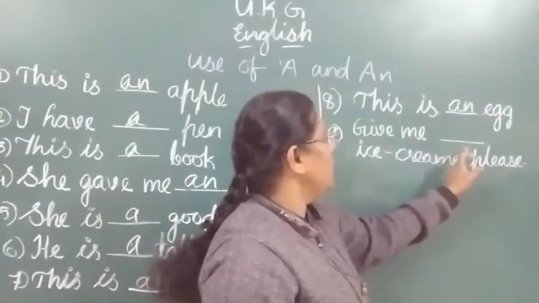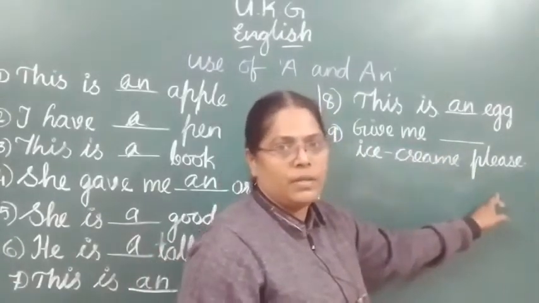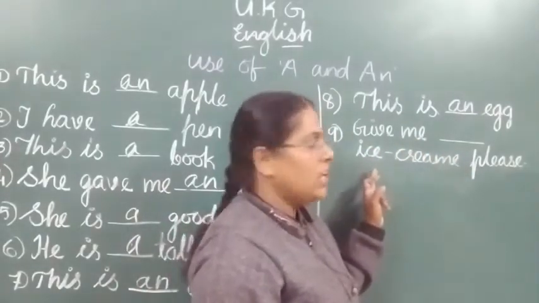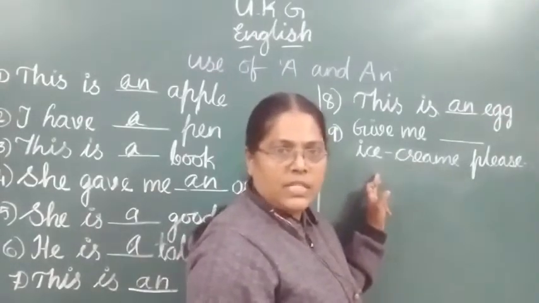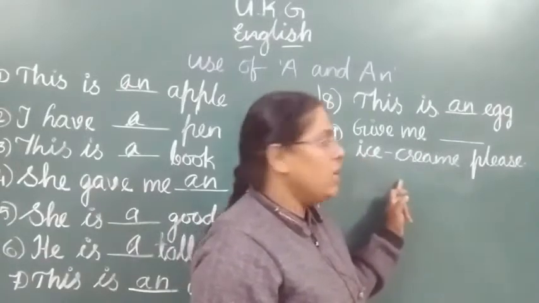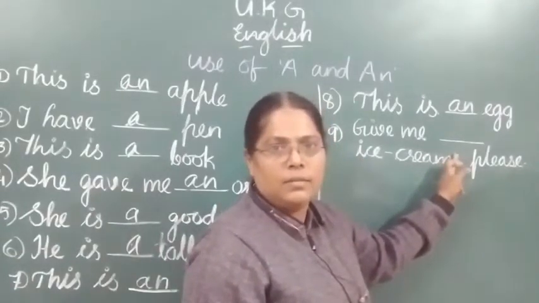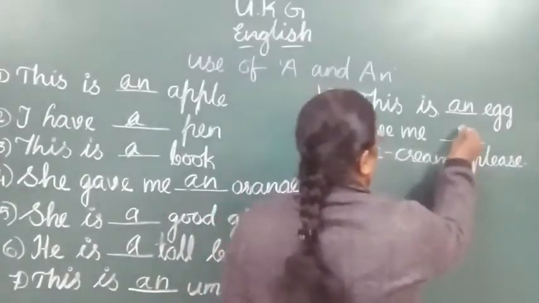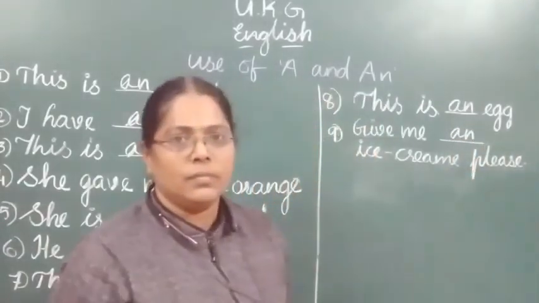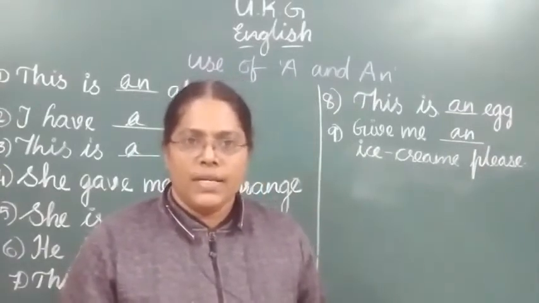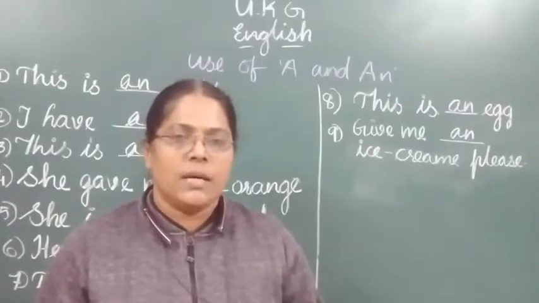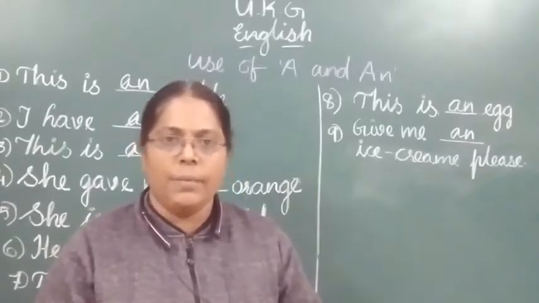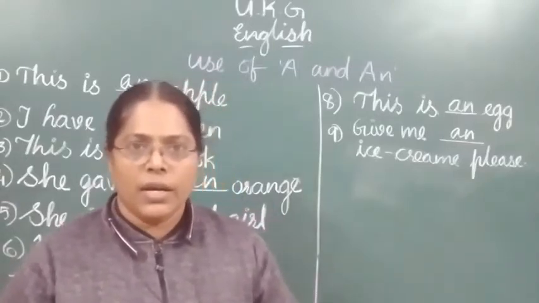Look, give me dash ice cream, please. This word begins with a vowel sound. Which letter? I. So which letter will we use? An. Give me an ice cream, please. I hope you understand this. Next, some exercises, page number 18. Please open your book and complete this exercise.